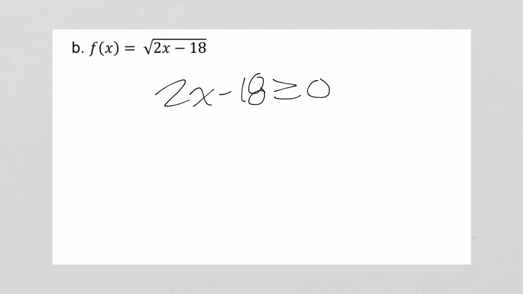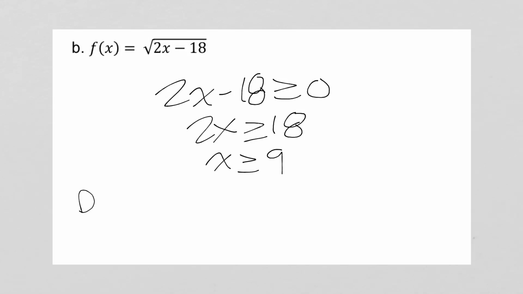Solve it for x. 2x has to be greater than or equal to 18, which means that x has to be greater than or equal to 9. Therefore, when I state my domain, I can say that x, that's the worst curly brace I've ever drawn. I can say that curly brace x is in the set of real numbers with the following condition. x has to be greater than or equal to 9.